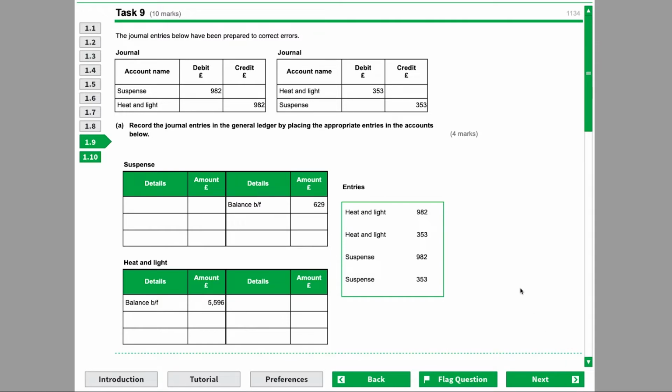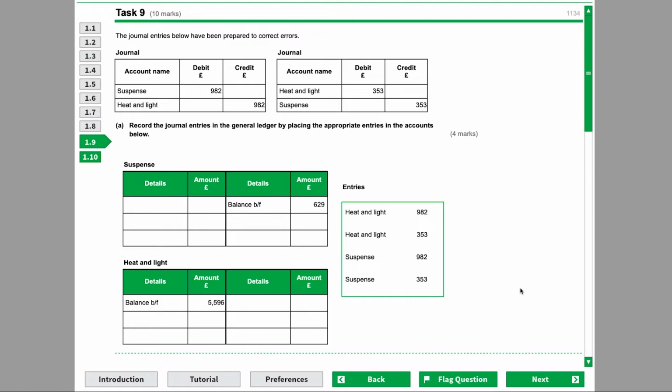The journal entries below have been prepared to correct errors. Record the journal entries in the general ledger by placing the appropriate entries in the accounts below. Now for this task, the pitfall for students is overcomplicating it. What they actually need to do is exactly what it tells you to do. So literally, to the letter, follow what it's asking you to do.